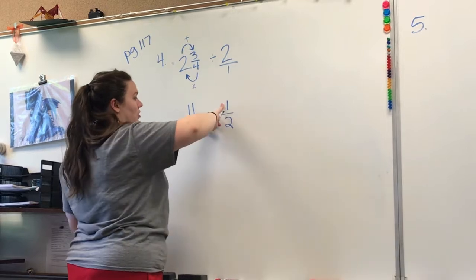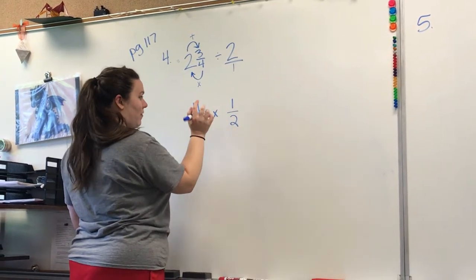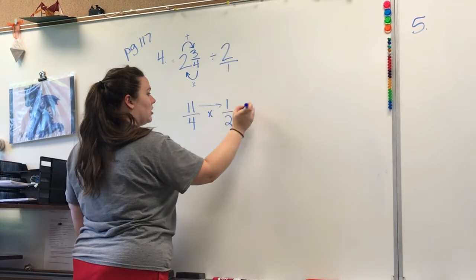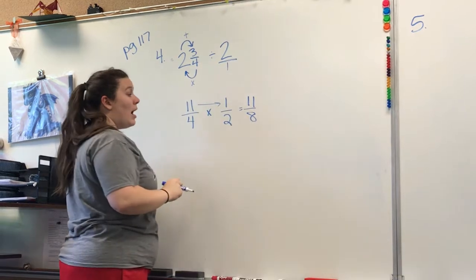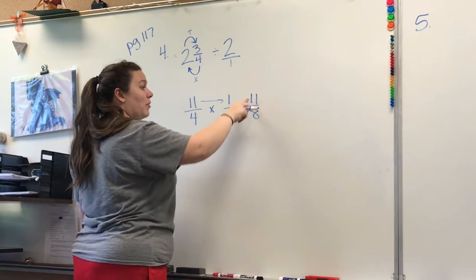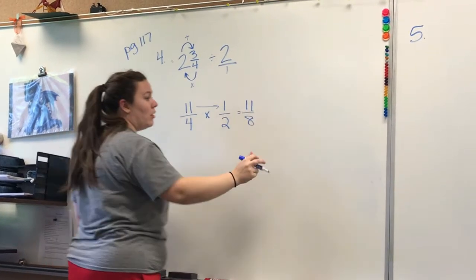Okay, I'm going to check for crisscross. Those do not have a factor in common. I'm just going to multiply straight across, and I get 11 over 8. I see that this is an improper fraction because the big number is on top. That means I have to shove it over.